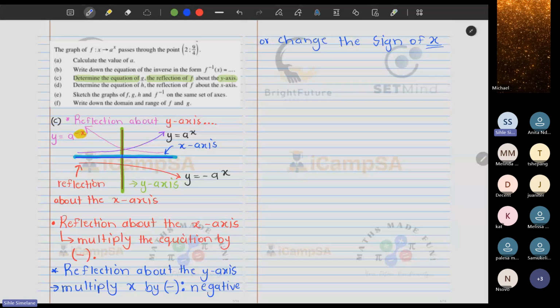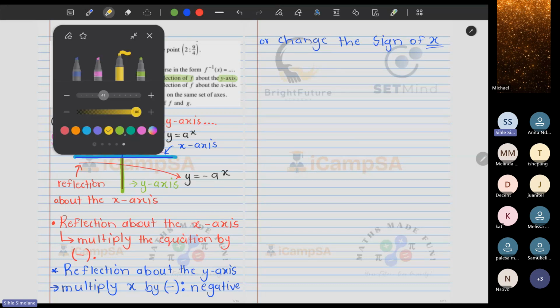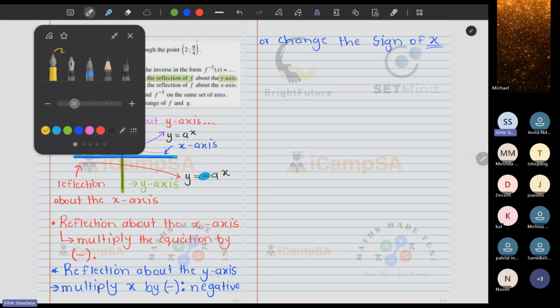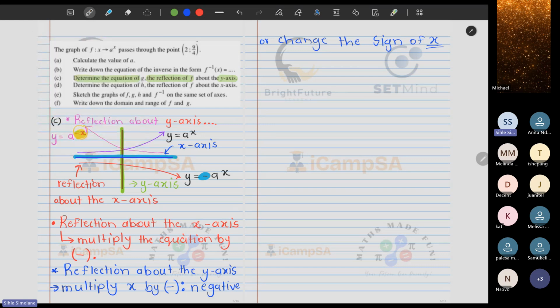So I told you two things. When we reflect about the x-axis, which is the blue line, we multiply by the negative. We take the equation, we put a negative in front of the equation. That is when we are reflecting about the x-axis. Then when we are reflecting about the y-axis, we focus on where there is x only. Where there is x, we change the sign. So now let's go back to our problem, guys, which is number C. They are saying on number C, we must take the reflection of f about the y-axis.